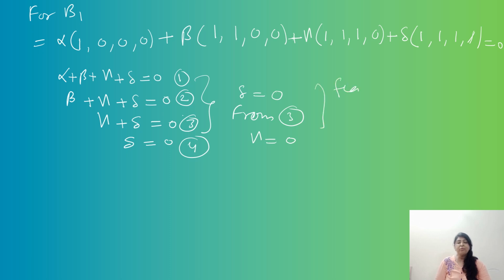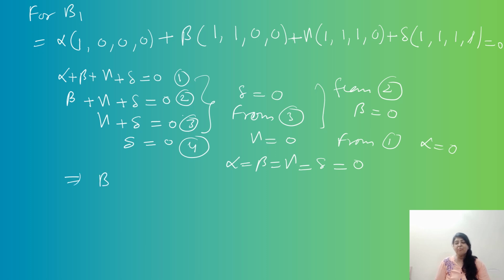From second, beta is equal to 0. And from first, alpha is equal to 0. So what we are getting, alpha is equal to beta is equal to gamma is equal to delta is equal to 0. This implies this set B1 is linearly independent. Now take up the another set, B2.